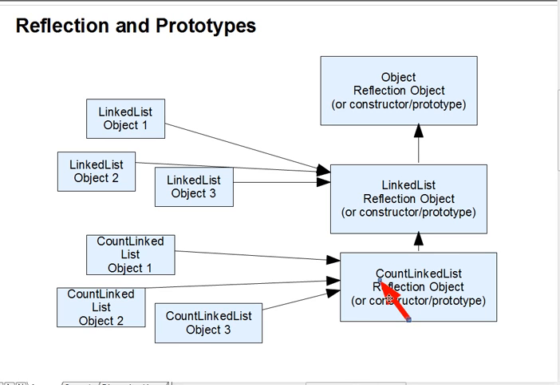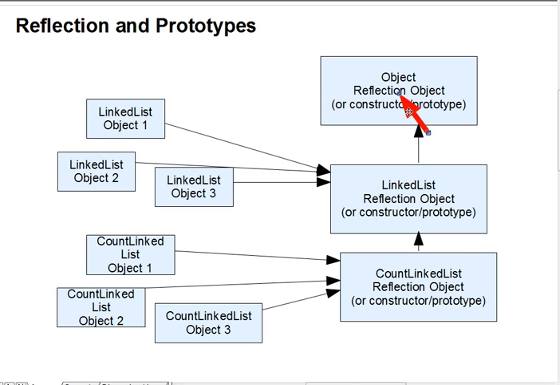4. The reflection objects have a relationship to one another that reflects the relationship of the types they represent, or is governed by the relationship of the types they represent. In particular, if subclass extends base class, if count linked list extends linked list, for instance, then the reflection object for count linked list refers to the reflection object for linked list, which here in turn refers to the reflection object for object.